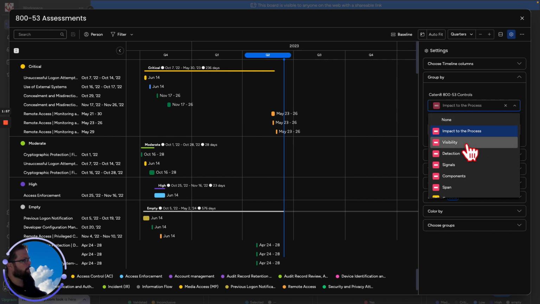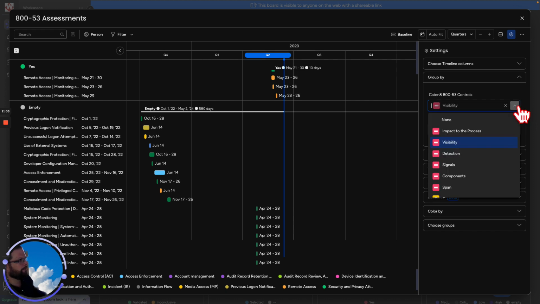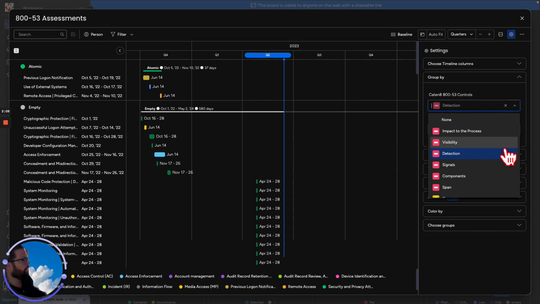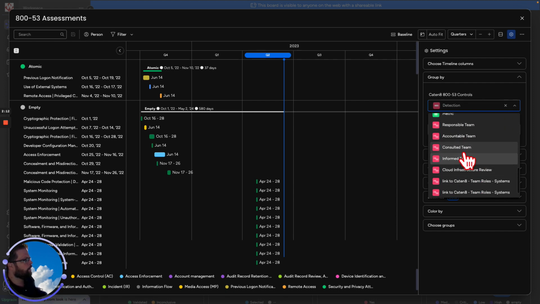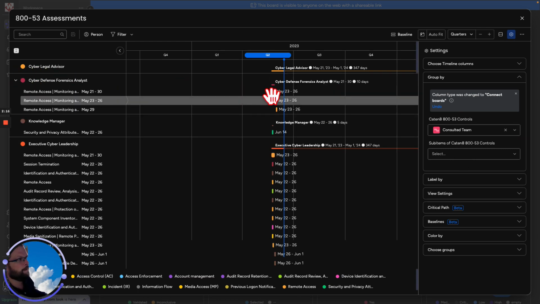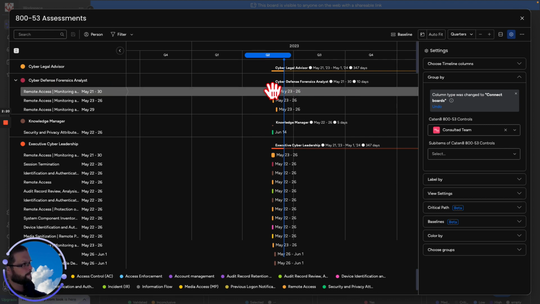What if we wanted to understand what is the visibility of the control, right? Do we have visibility? Yes. We have lots of controls that have no visibility yet. What's the detection method for the control? Who's been consulted about the controls? Oh, our cyber legal advisor was consulted about those controls, and our cyber defense forensic analysis was consulted about these controls on this date.